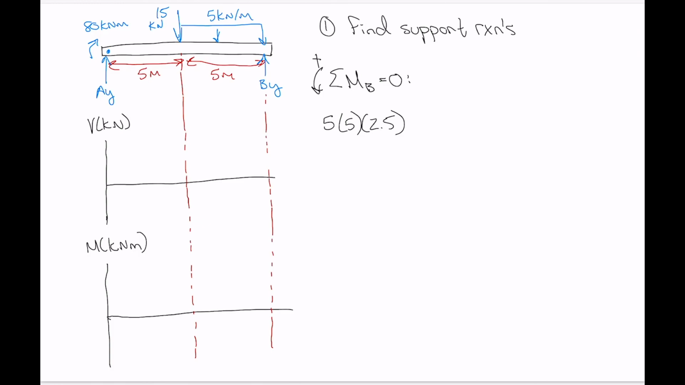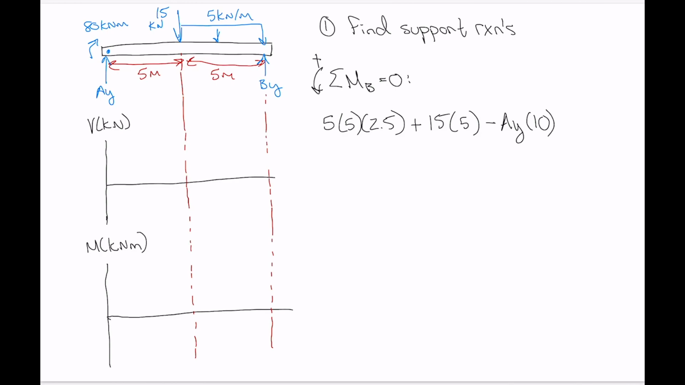And then we've also got the 15 kilonewton point load. So we've got 15 with a moment arm of 5. And then in the opposite direction, we have AY. So we've got plus or minus AY, because that's in the other direction, multiplied by 10. And then we've got the point moment.